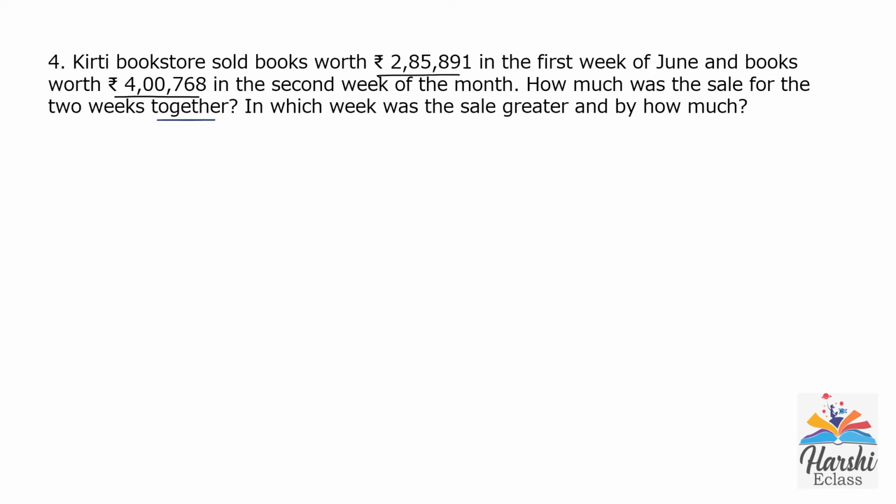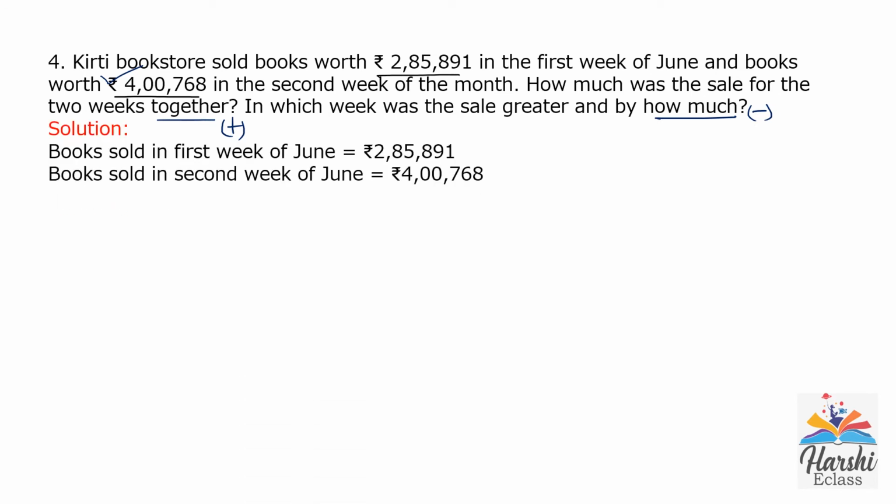For finding the total amount, we will do addition. And in the second question, in which week was the sale greater? By comparing these two numbers, we will get to know that 4 lakh is greater. So, there was more sale in the second week. By how much? Exact number. To find the exact number of the difference between these two, we will do subtraction. Let's start writing the statements here.